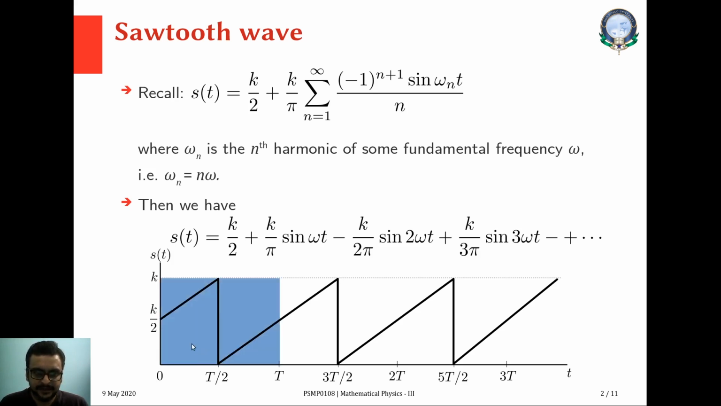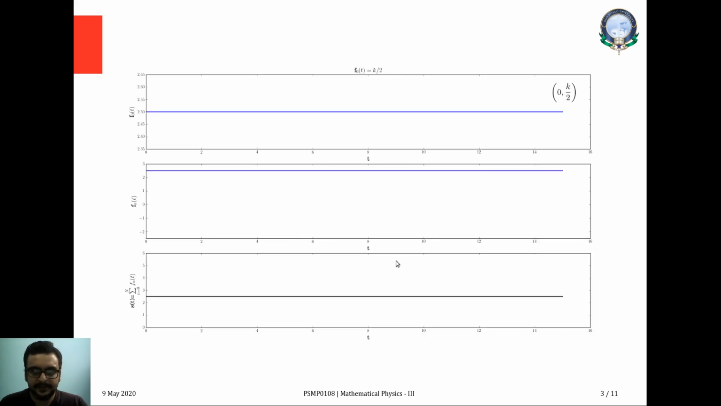Here you can easily identify the time period, from here till here, or you could take this also as the time period. Subsequently we have another time period here and one more over here. Just to help you remember, I have illustrated this in the form of Python code, so I'll show you the plots that I have obtained from that Python code.